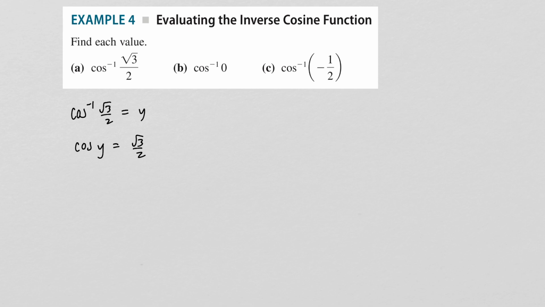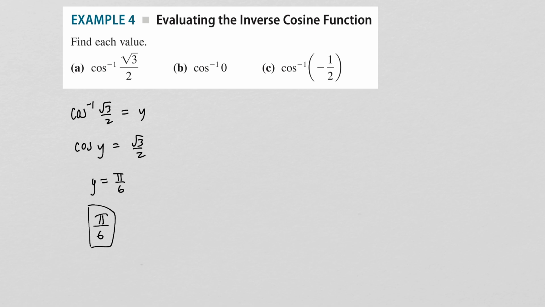So what is the angle for which cosine is equal to radical 3 over 2? We should know that y must be equal to pi over 6 in this case. And so the answer here is pi over 6. And again, that's because this is a special value.